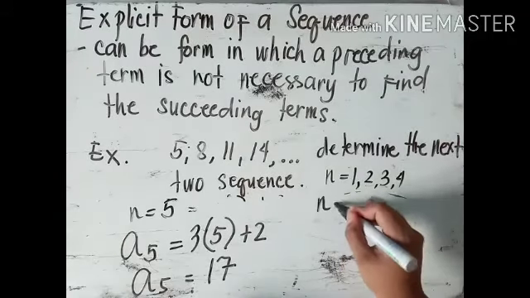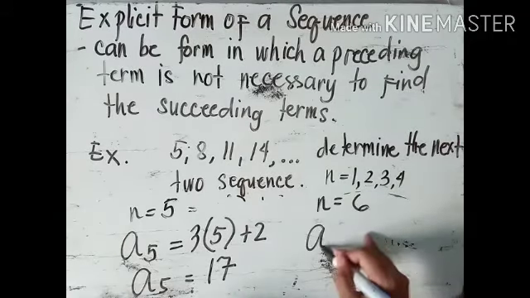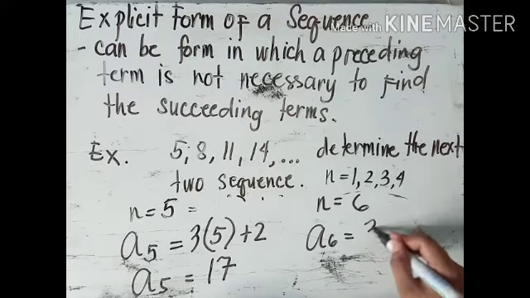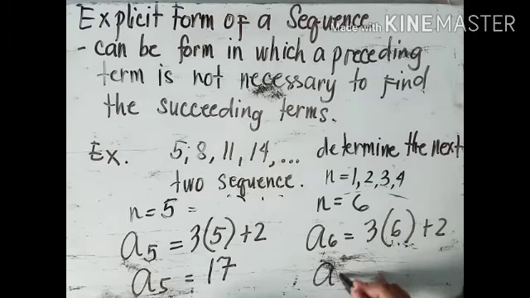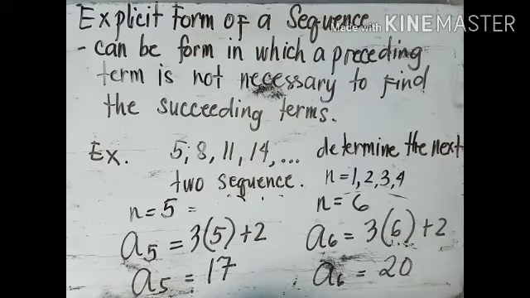How about for the 6th term? If n is equal to 6, a6 is equal to 3 times 6 plus 2. So a6 now is equal to 3 times 6, that is 18, plus 2, that is 20. Okay, so that is for the first example.